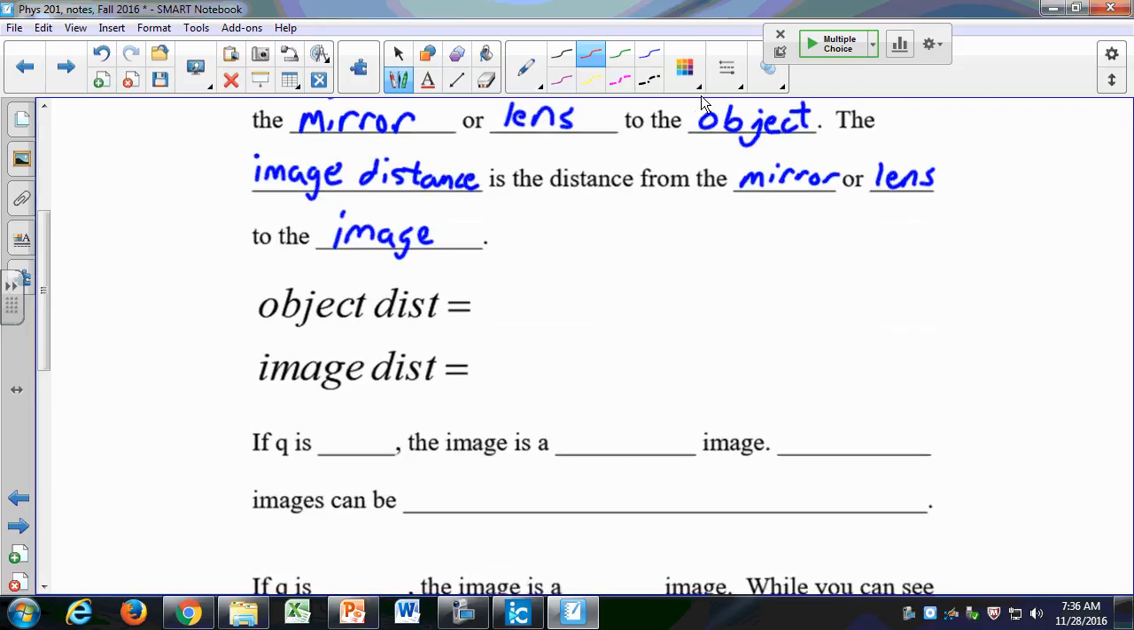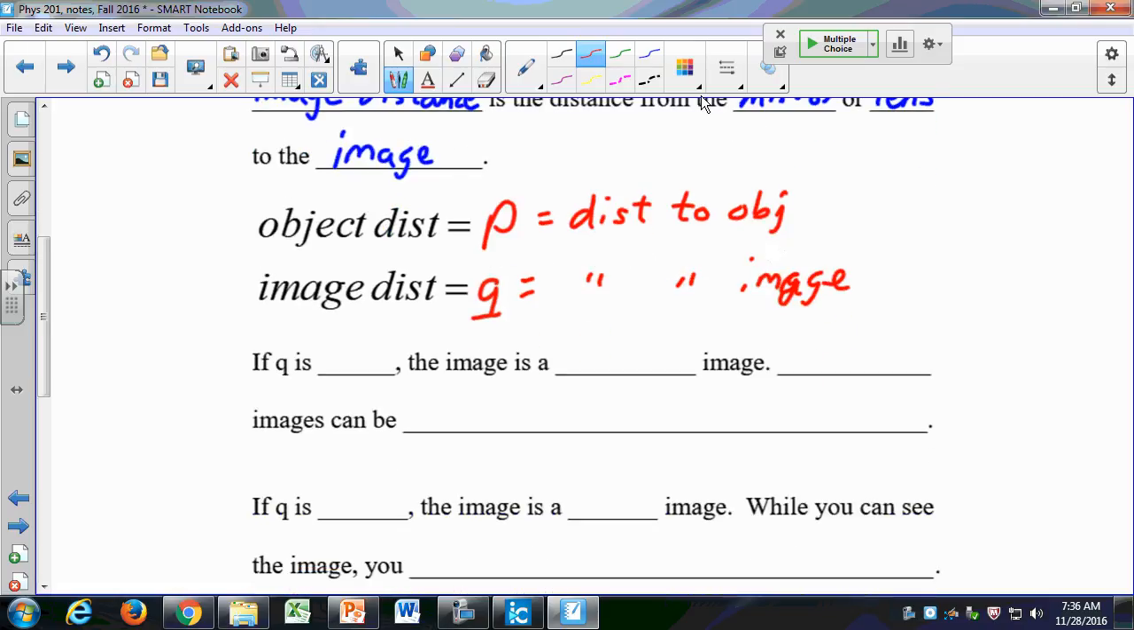We usually call the object distance P, and we call the image distance Q. As I said, this is the distance to the object, and this is the distance to the image. We have some criteria or notations that we take for Q. If Q is positive, then the image is a real image, and real images can be projected onto a screen.